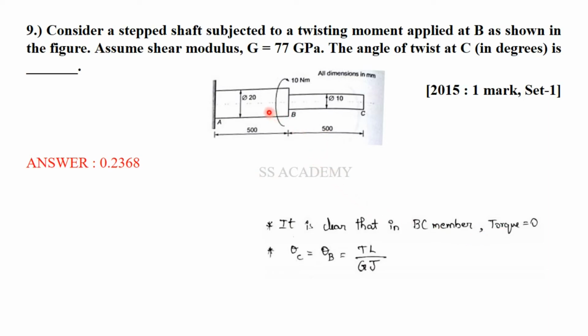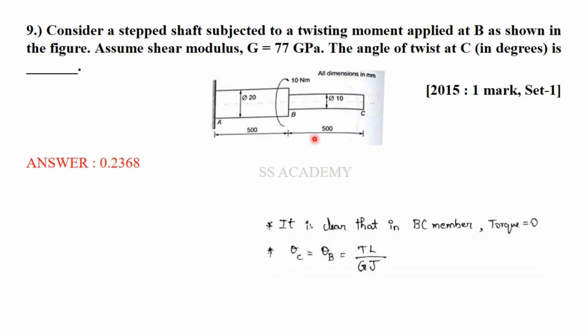And we know that in case of compound bars, theta is the cumulative of theta B and theta C. Since there is no torque, and theta is equal to TL by GJ, theta BC will be 0. So theta C will be equal to theta B. Here what will be the angle of twist? The same will be at this cross section also. So theta C is equal to theta B is equal to TL by GJ.